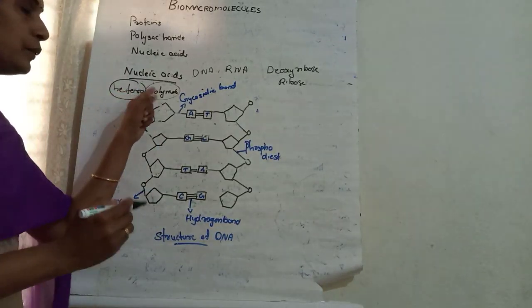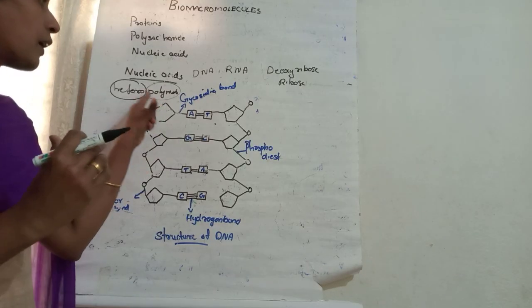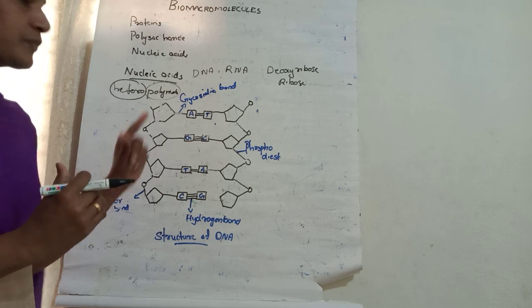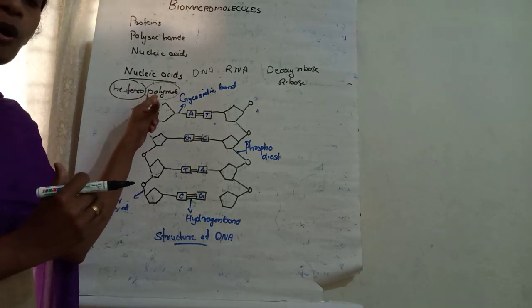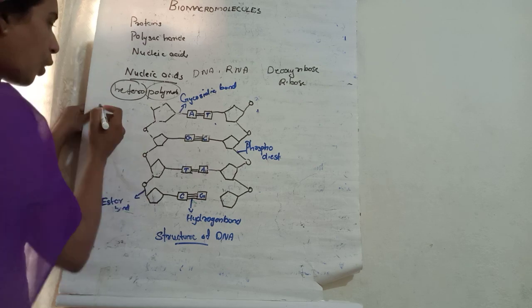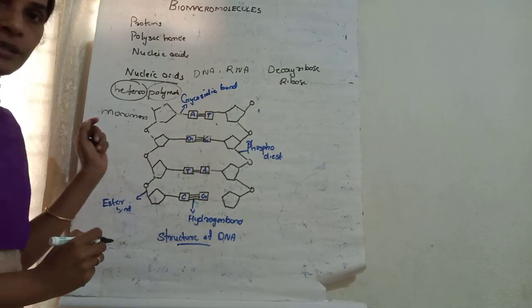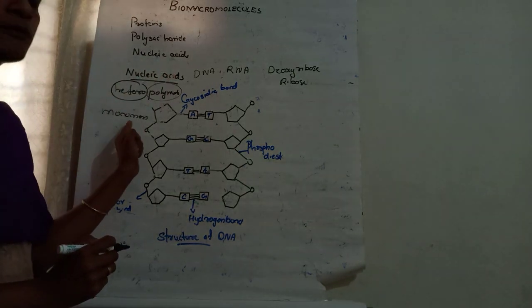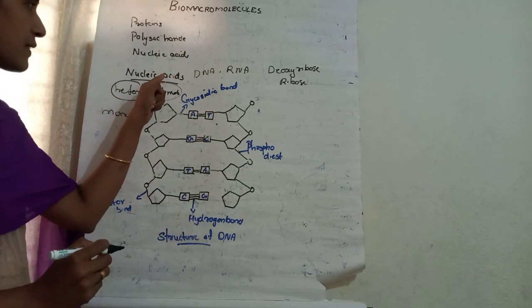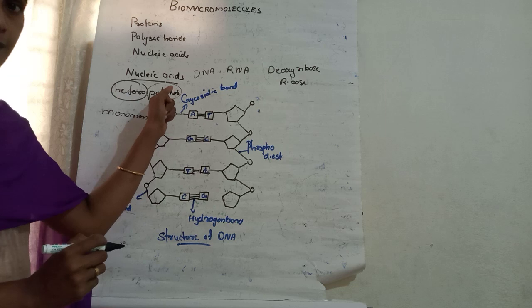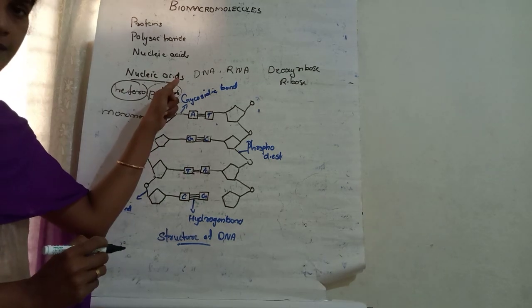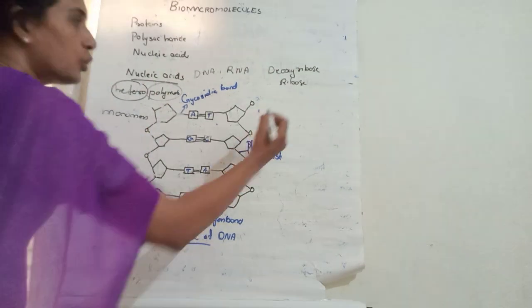Polymers are formed by the combination of monomers. That is, the building blocks of a polymer are the monomers. Okay. So what is the monomer of nucleic acid? Which one is the monomer or building block of nucleic acid? That is a nucleotide.